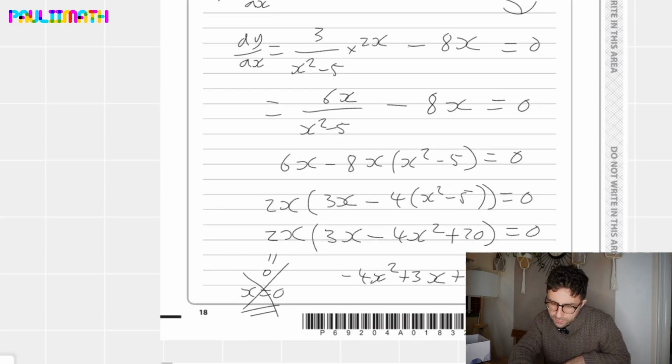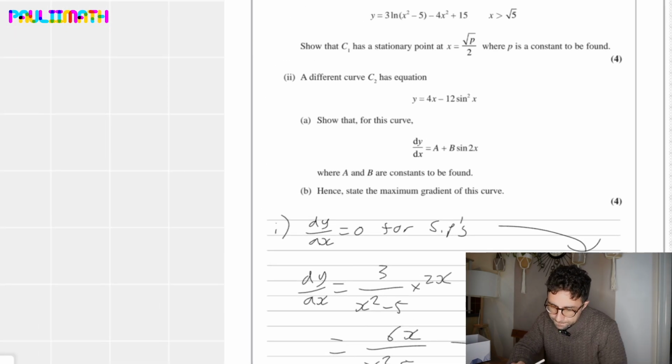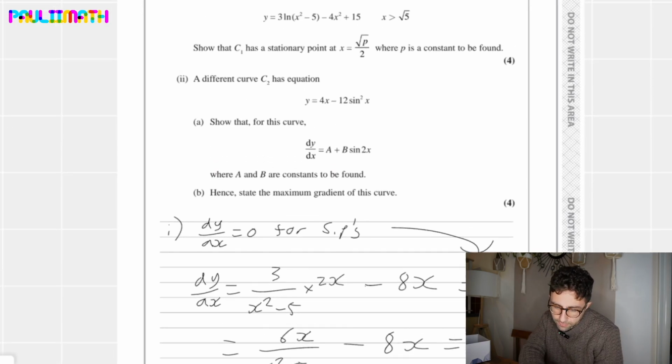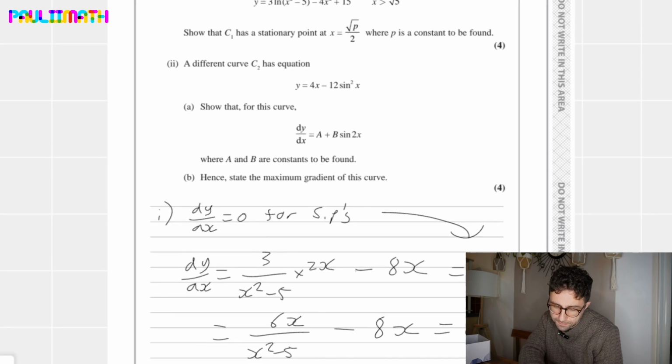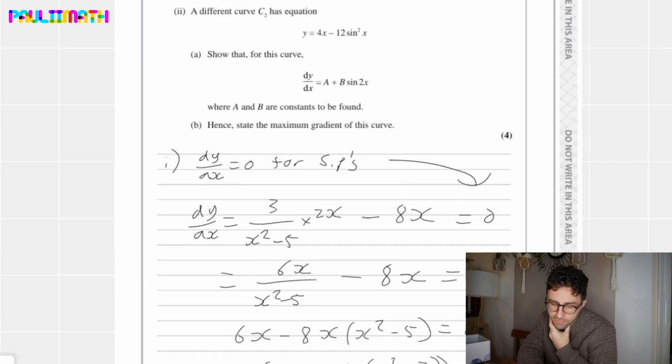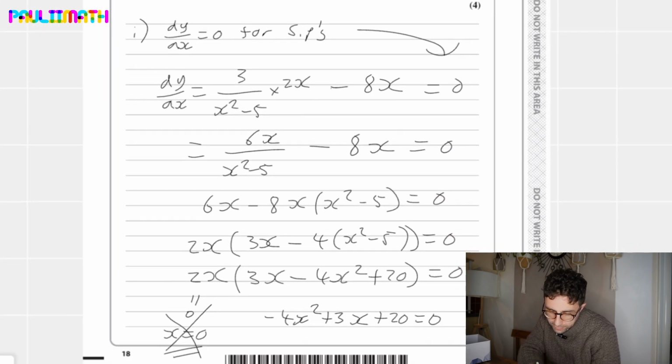Let me see what the question is saying. Show that it is a stationary point. x equals root p over 2. Nah, I've done something wrong. Surely to goodness done something wrong, so let's go and check it. Right, differentiated that. Yep, 3 was still on the top. Multiplied by the derivative of what's inside, 2x. That goes to 8x equals 0. Fair enough. Now from here, times by x squared minus 5. Cannot complain. Who could possibly argue? Few people that I know. Then I pulled out that as a common factor.